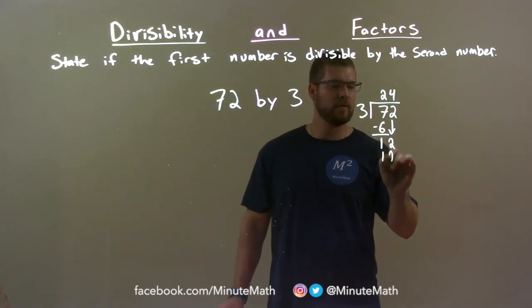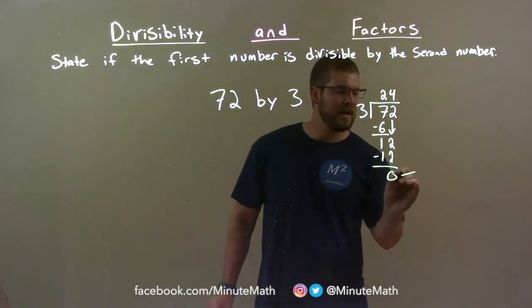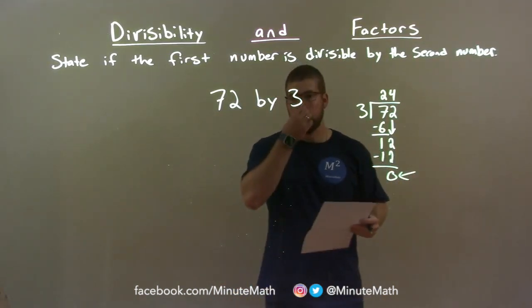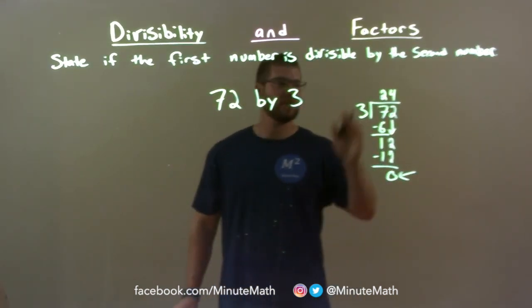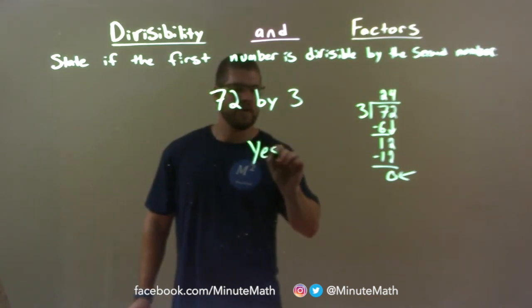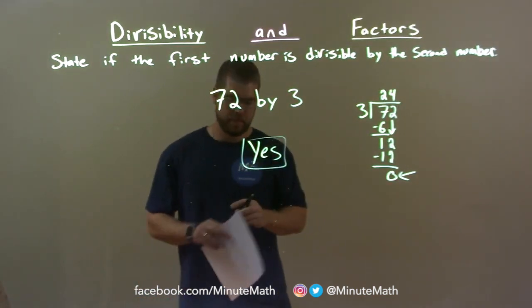4 times 3 is 12. Subtract, and we end with a remainder that is 0. Because we have a remainder of 0, we know 3 goes into 72 evenly 24 times. So our answer here is yes.